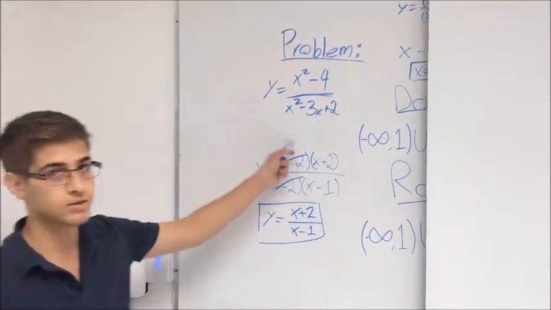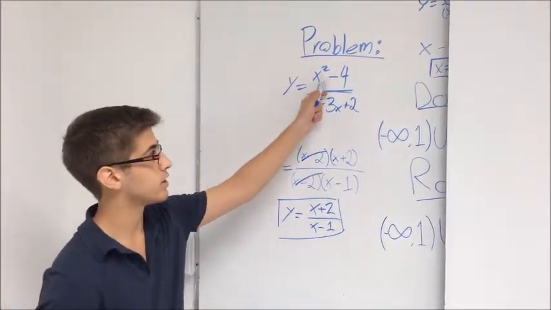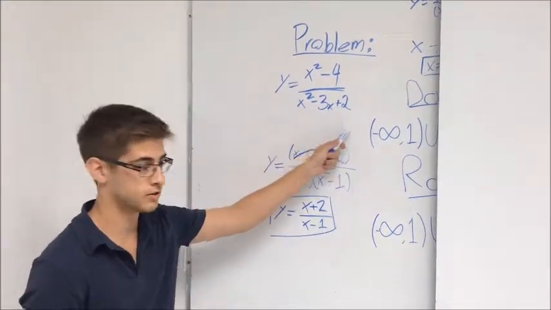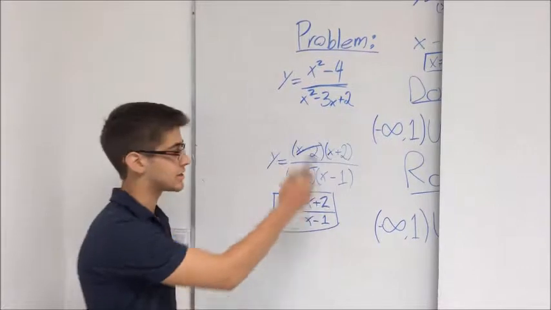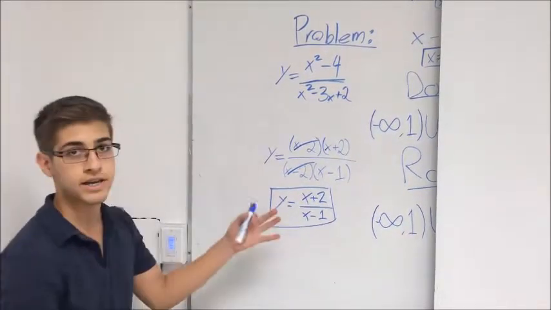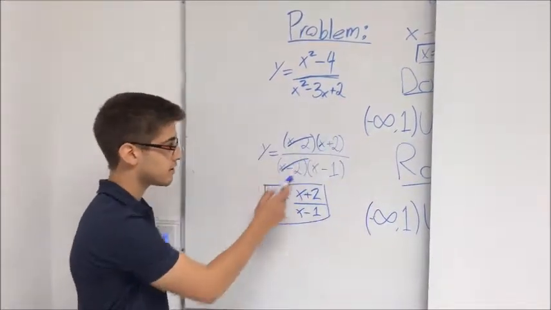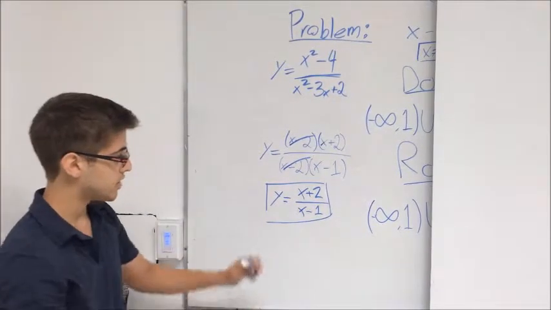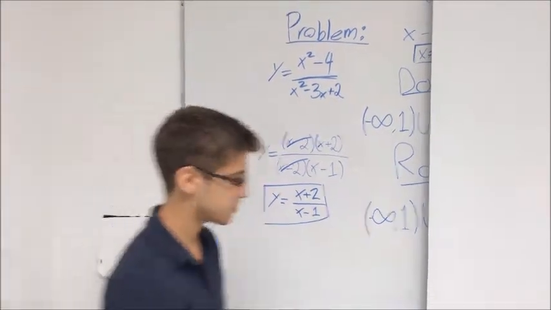As you can see here, we have this problem: y equals (x² minus 4) over (x² minus 3x plus 2). First, what you want to do is simplify it if you can. In this case, we can simplify it like here. We want to cross out the factors that we can cross out, and we end up with this.